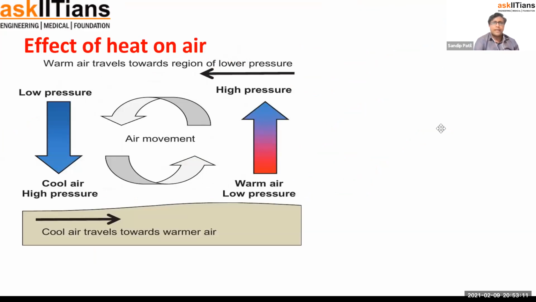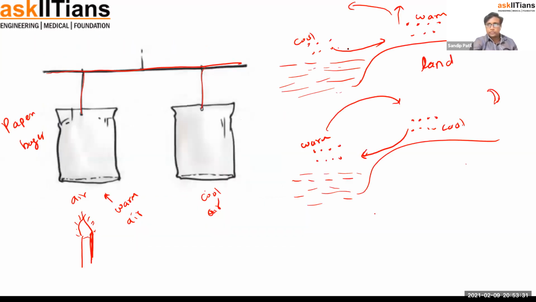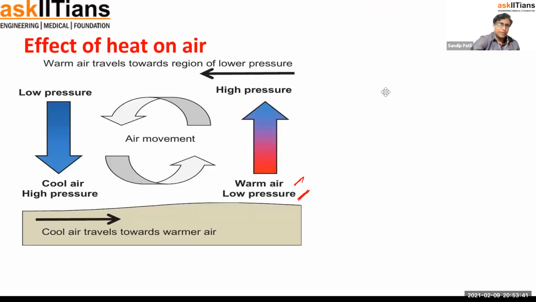So we already know that warm air travels toward the region of lower pressure. So this is a warm air which will have the low pressure, and cool air travels towards the warmer air, we can say. Simple. Even in this case, cool air was traveling towards the warmer region, and warm air is going towards the cooler region. So warm air travels towards lower pressure or cool air, we can say.